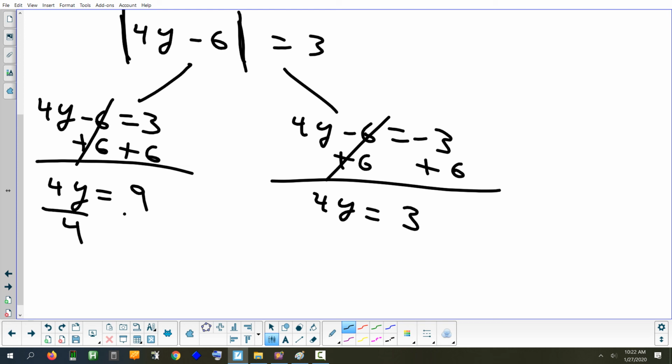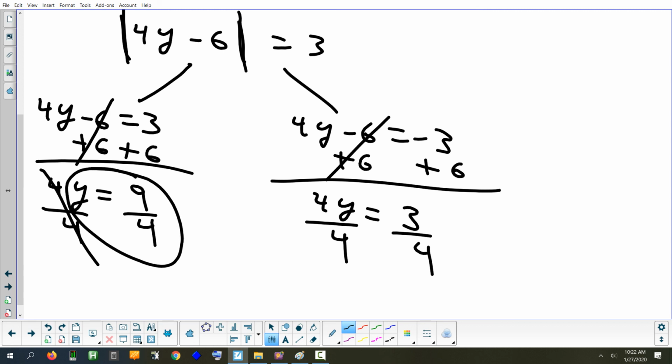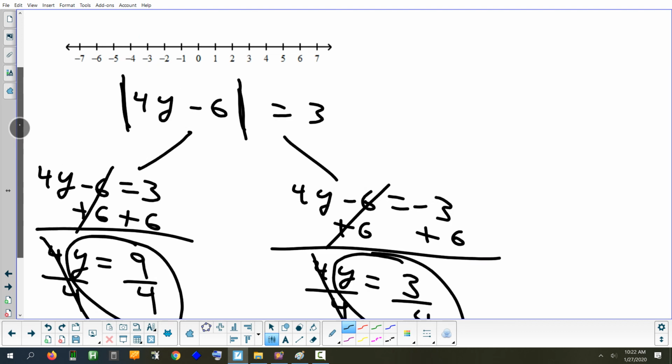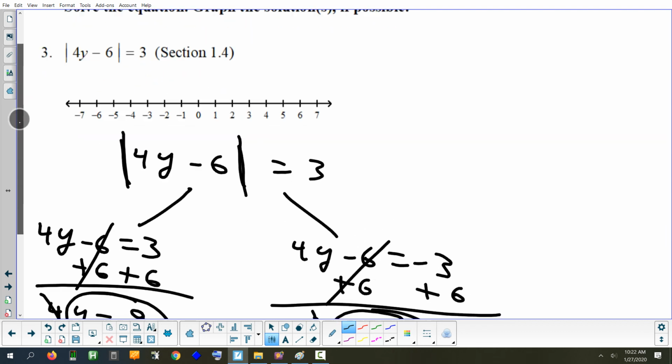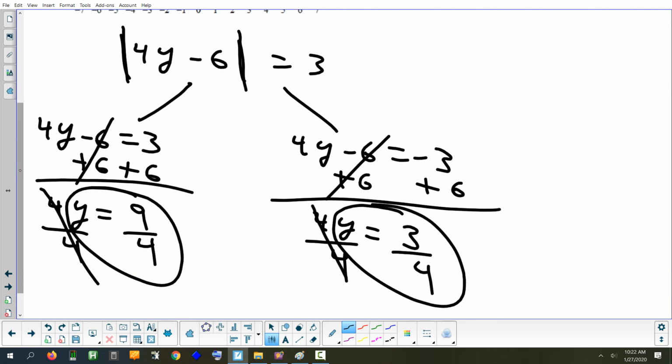Yep. Divide by 4. 4 divided by 4 is gone. There's your answer, 3/4. The only problem is they want me to graph it. Well, I can't really graph a fraction.